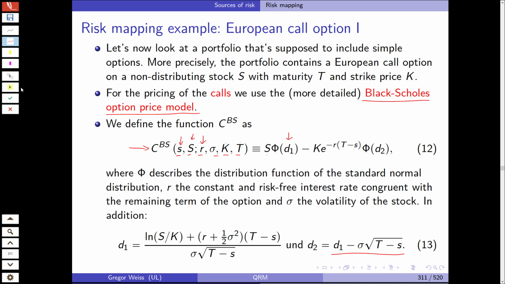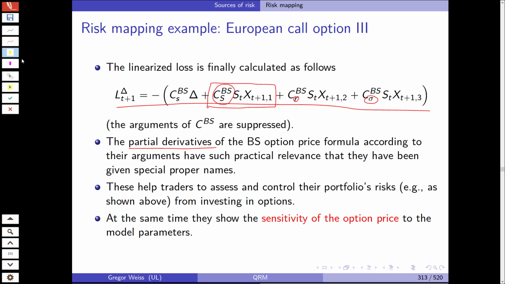Now, this example is quite illustrating because, as you can see here, we have the standard normal distribution function in here, and you have the logarithm of ln S over K, you have a square root of time in here, you have volatility in here. Problem is, the Black-Scholes pricing formula, the pricing function, is highly non-linear. And if we were to use a linearization, as we've done here, on a highly non-linear function, obviously the approximation will be pretty bad. And this is what happens here.